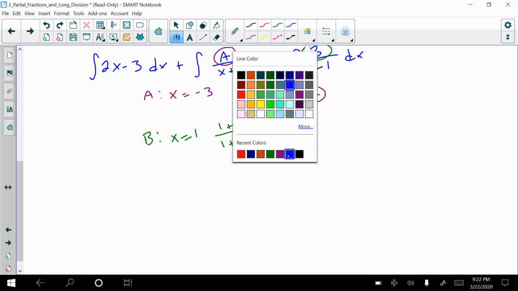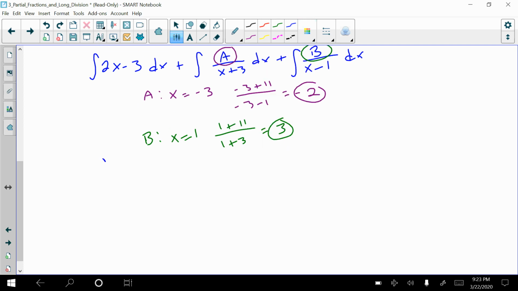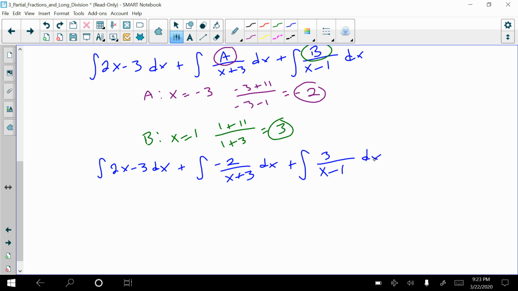And let me go back to my blue color. So we have the integration of the 2x minus 3 expression. We have the integration of negative 2 over x plus 3 dx. And we have the integration of positive 3 over x minus 1 dx. And now we can take the antiderivative of each piece and see what we wind up getting.